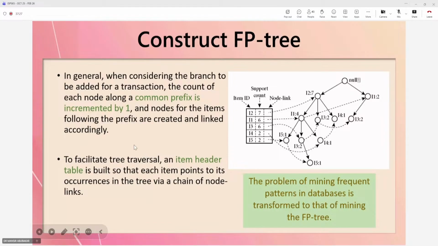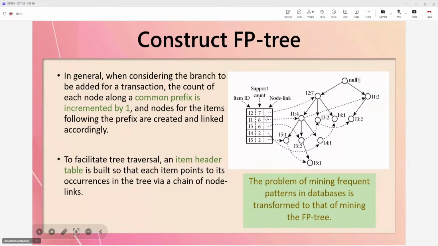So actually, to facilitate the tree traversal, that is to go through this, an item header table is built. For example, this is the item header table for simplicity. We already have the header where we have I2 as 7, I1 as 6, I3 as 6, item 4 with a support count 2, item 5 with a support count also 2. So you remember that one in the list L. So now the header table is created, so that each item points to its occurrences in the tree. So you can see the tree here now is the same thing that we have.